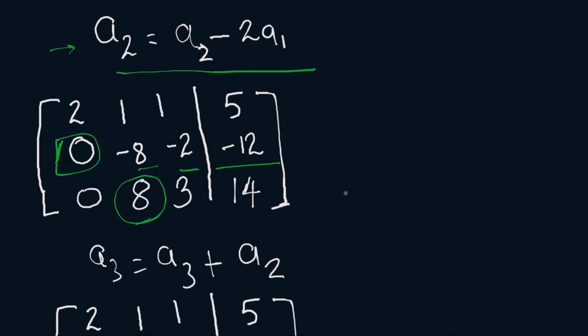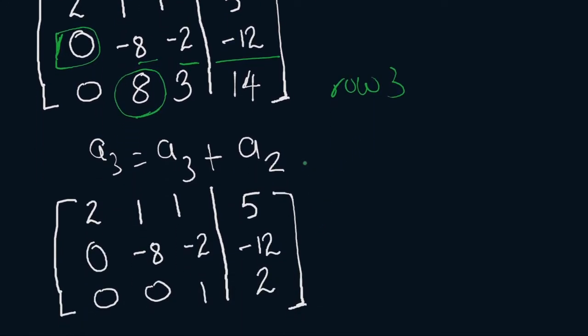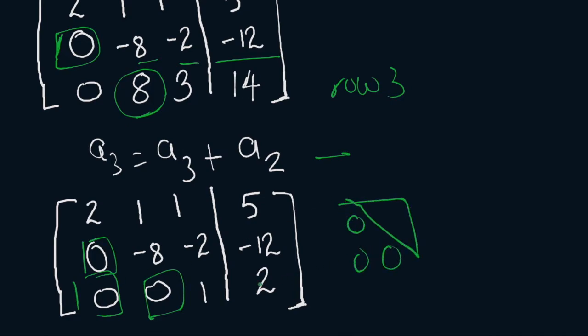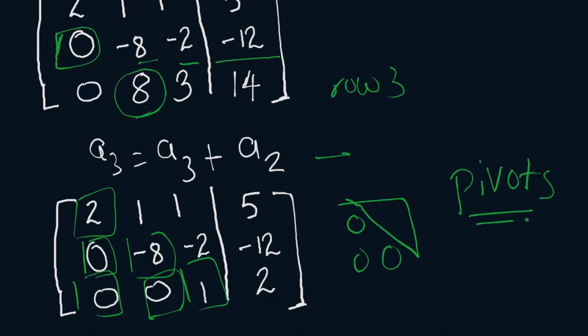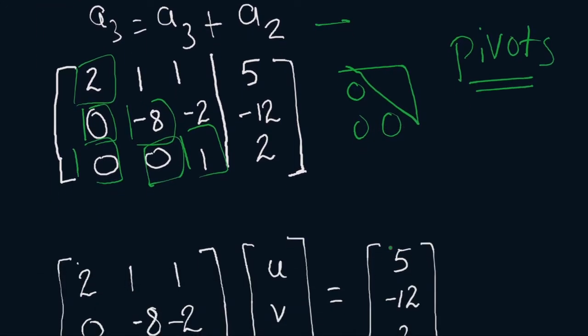So we perform operations on row 3. So our A3 changes to A3 equals A3 plus A2. So what it does is it makes 0 here, 0 here and 0 here. This is the upper triangular form that we all needed at the beginning. Now 2, minus 8 and 1 are our pivots. After this we will be doing the back substitution.